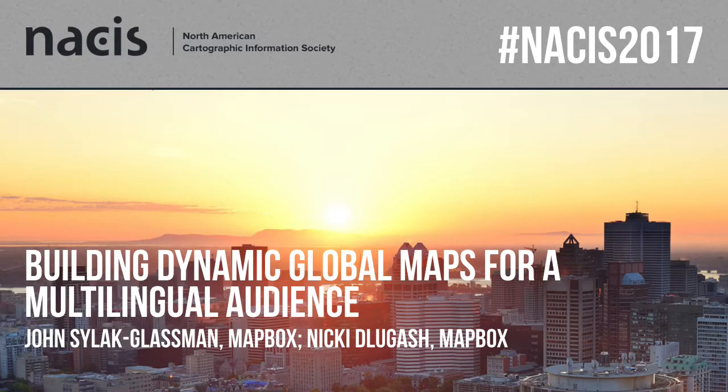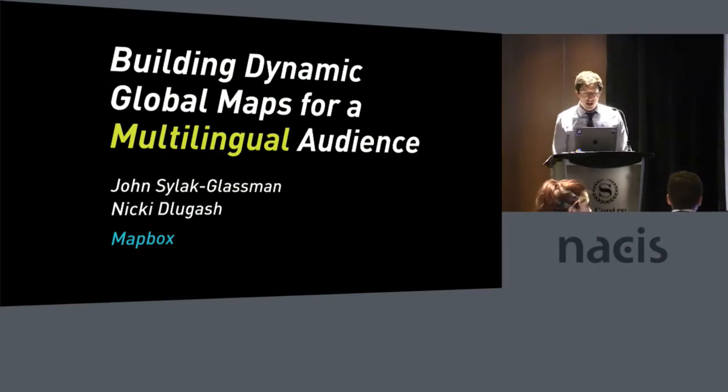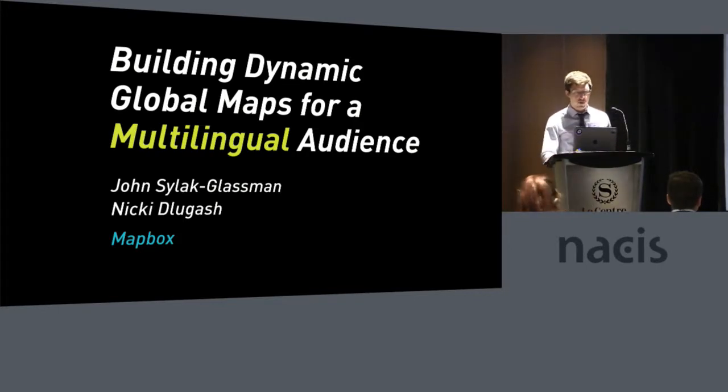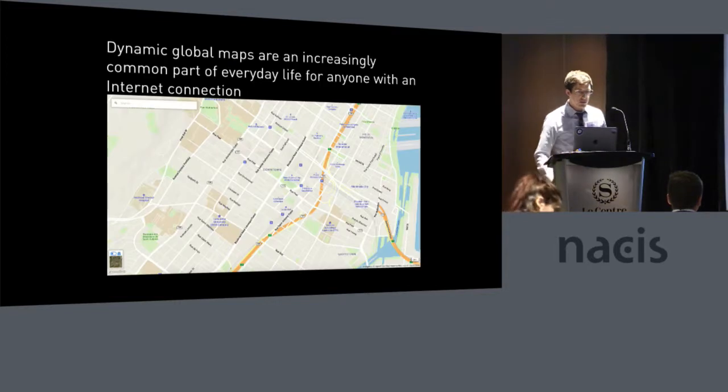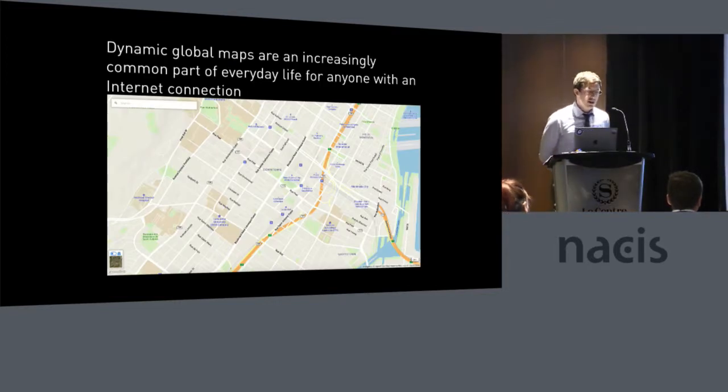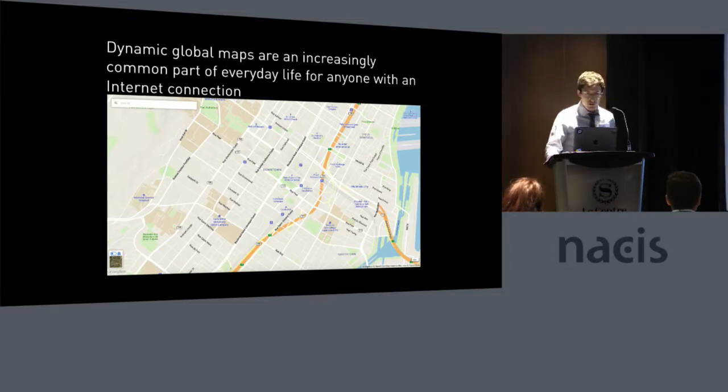I'm John Sylak-Glassman, and this is Nicki Dlugash, and we build mapping software for Mapbox. And today we'll be talking about the challenges that cartographers face when trying to build a dynamic global map for a multilingual user community. Dynamic global maps are an increasingly common part of everyday life for anyone with an internet connection. You probably used a dynamic global map to find a nearby restaurant and then get directions to go there while you've been here in Montreal.